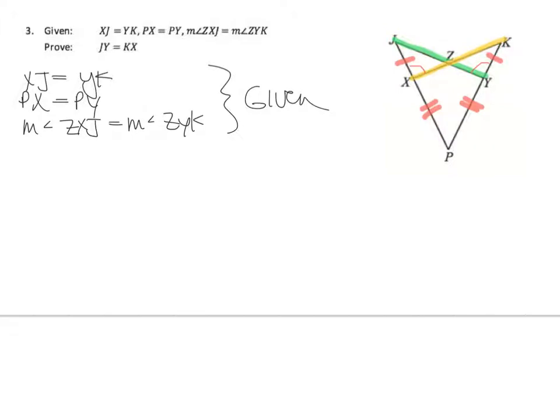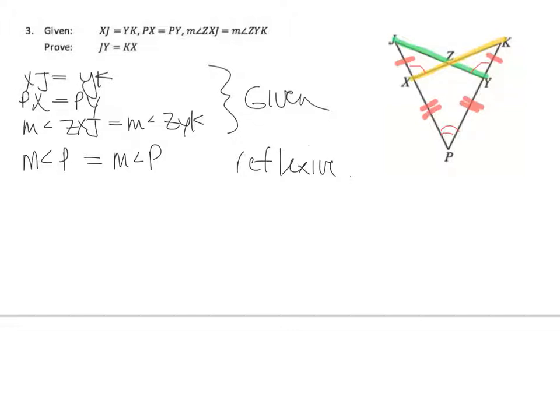Okay, let's see if we can make sense of this. I just went back to highlighting exactly what I'm trying to get congruent. Then I marked everything that's given. Still not quite sure where I want to go with this, but I do know that angle P is congruent to angle P. So let's write that down. And that's reflexive.